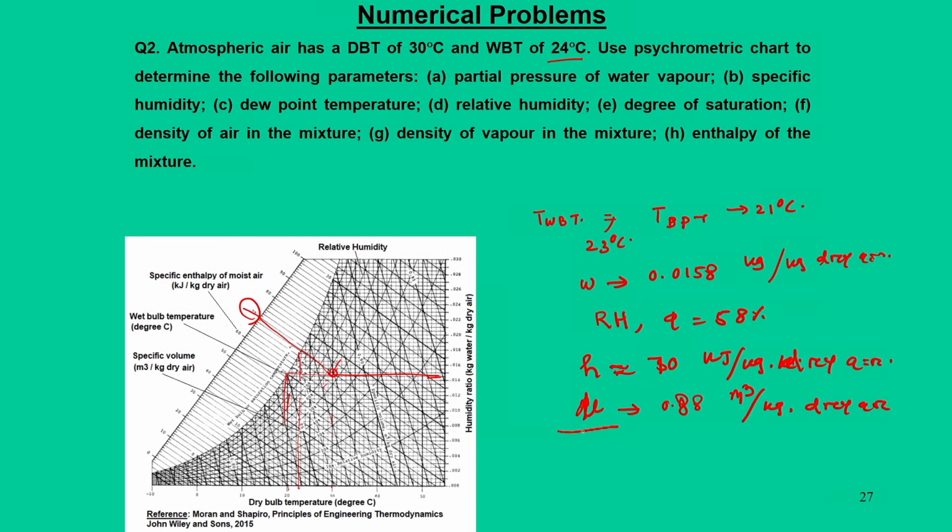So, if you know the specific volume, then you can infer the information about density. So, this particular exercise is just to demonstrate how a psychrometric chart is a valuable tool to estimate the thermodynamic properties of moist air.